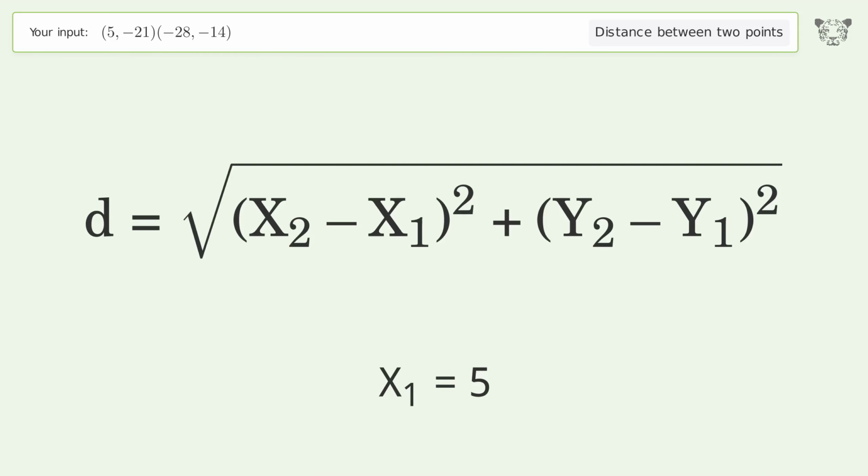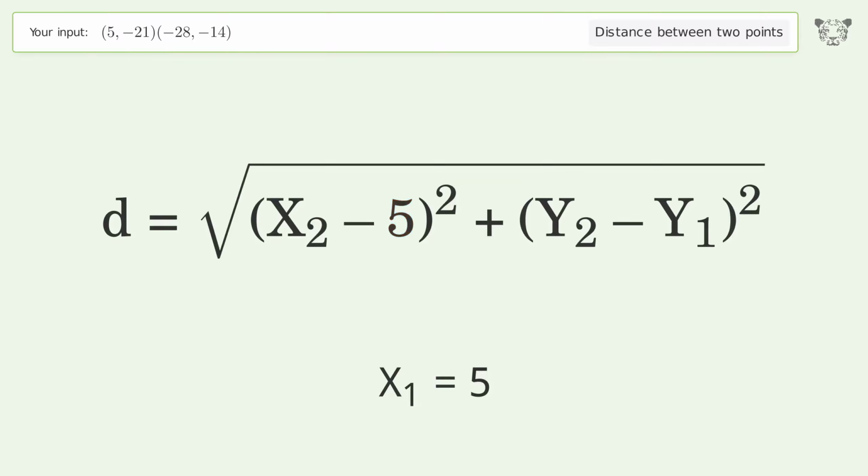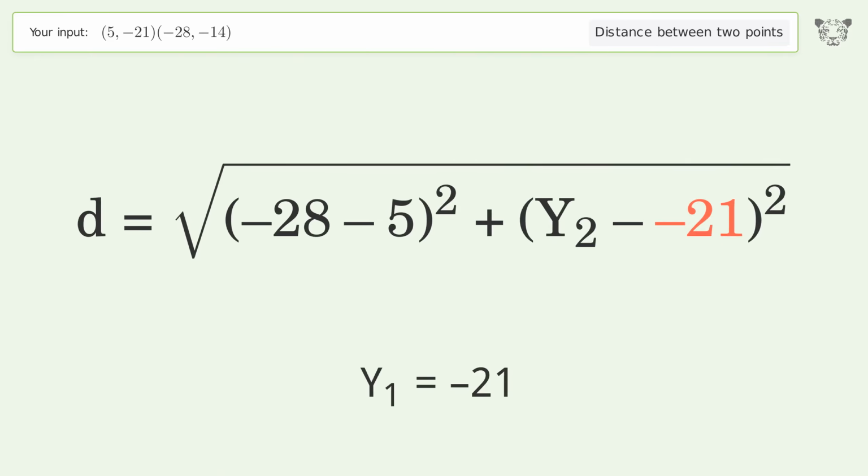x1 equals 5. x2 equals negative 28. y1 equals negative 21. y2 equals negative 14.